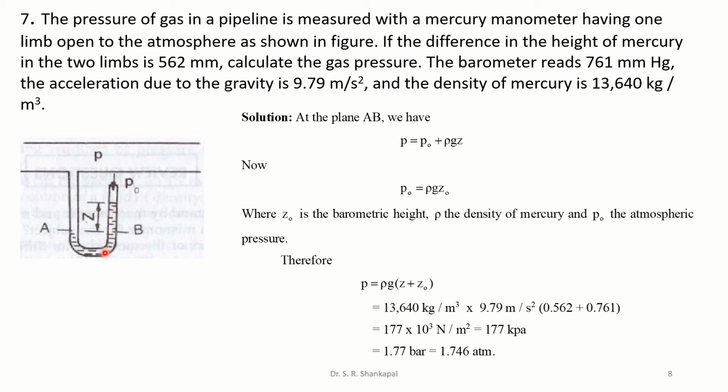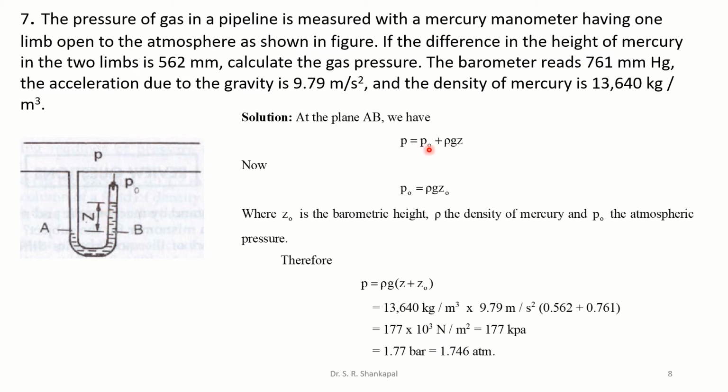And the manometric fluid that is used here is mercury, and its density is 13,640 kg per meter cube. So what is the pressure that is acting here? As I mentioned, this pressure should be balanced against this. This pressure is P naught plus this one. According to the hydrostatic principle, P is given by rho g z. Rho is the density of the fluid, g is the acceleration due to gravity, z is this height. Rho g h or rho g z we call it.